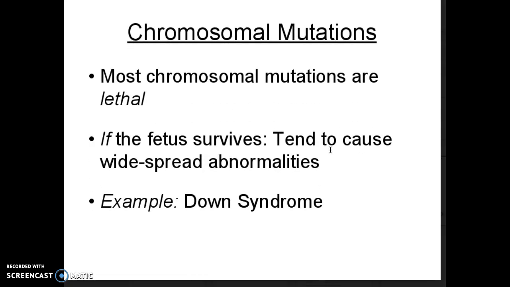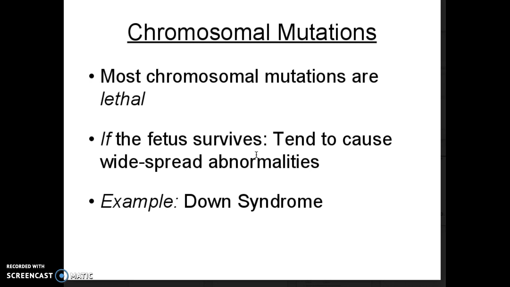Most chromosomal mutations are lethal. So what I said, humans don't really survive very well with having extra chromosomes. The 21 is the most common that can actually survive and reach adulthood. Others will tend to have widespread abnormalities, so therefore, they're not really going to come to term.